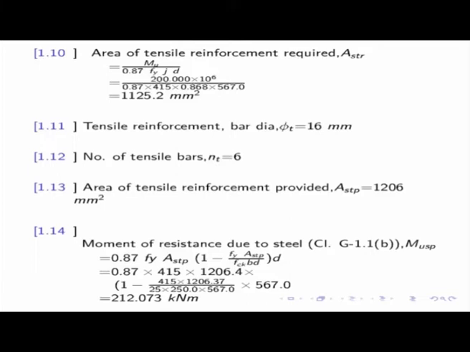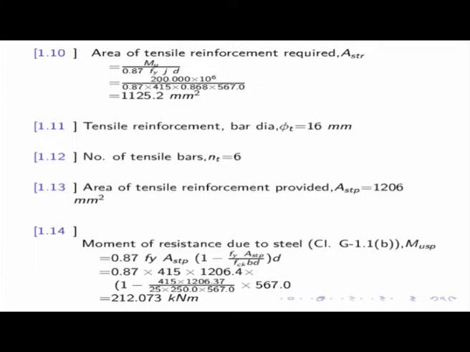So area of tensile reinforcement required is 1125.2 millimeter square. The tensile reinforcement bar you have provided is 16 millimeter, number of tensile bars NT equal to 6. Area of tensile reinforcement provided: a 16 millimeter bar has an area of 201 square millimeter, so 6 into 201 is 1206. The requirement is 1125 and you are providing 1206, so it is all right. Also, I can calculate that as per the clause I have already shown you in IS 456.